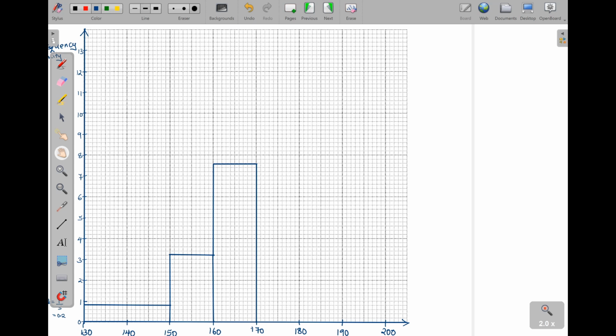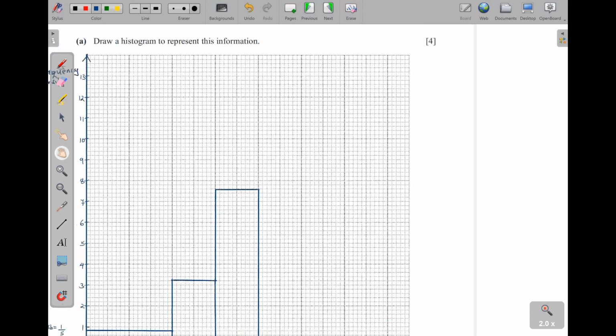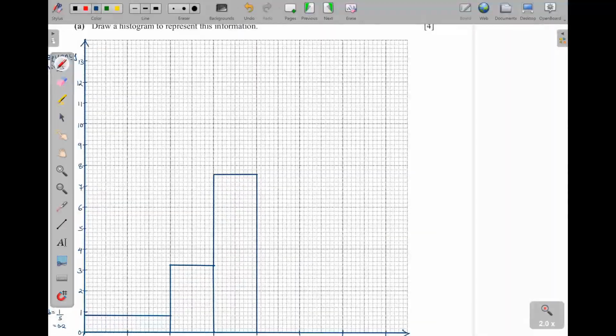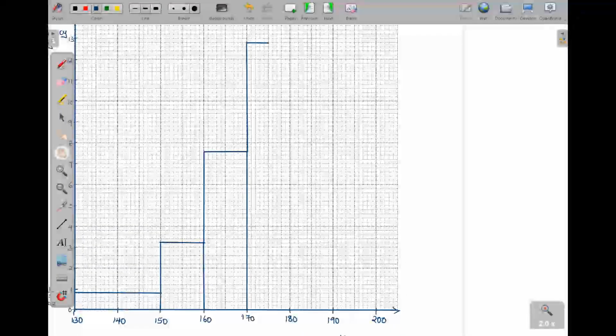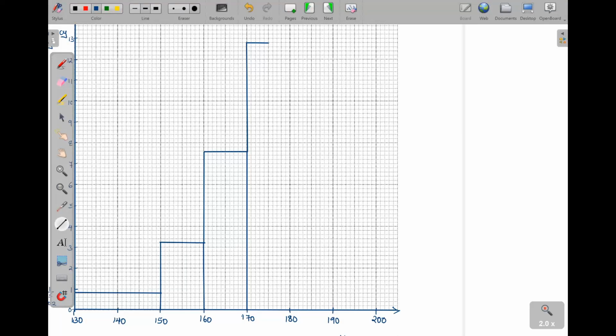Okay, now this is 12.8. So it's almost 13. So one small box before 13. So I remove one small box on 13. So it has to be there, but then this one goes up to there, because remember, this is up to 175. So this is the one here.